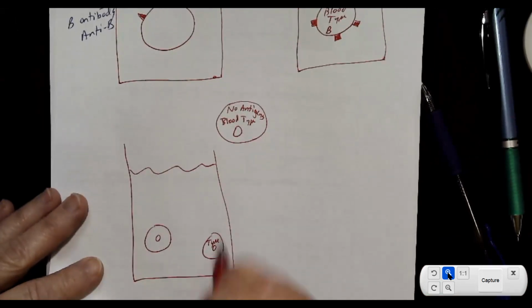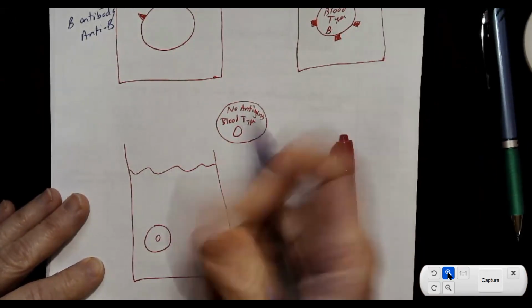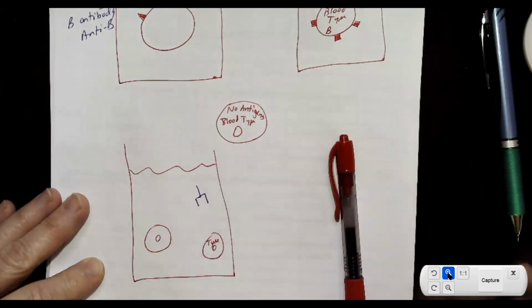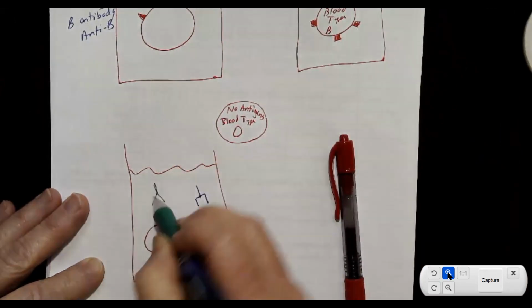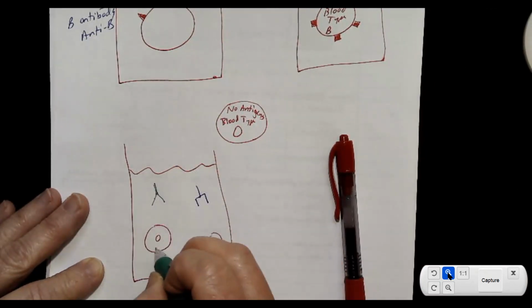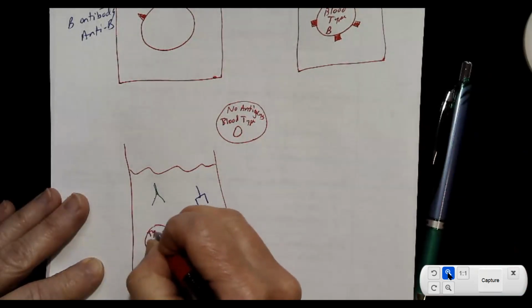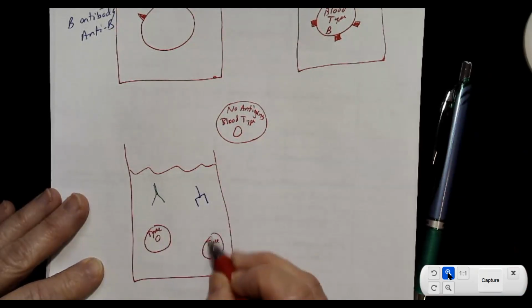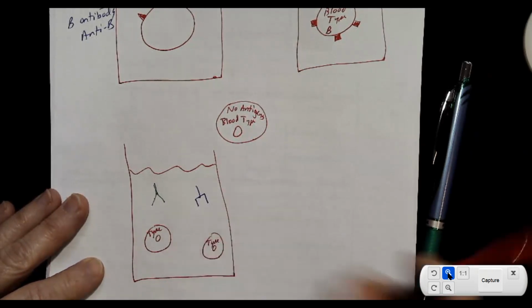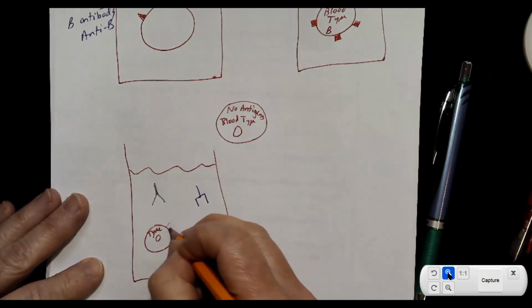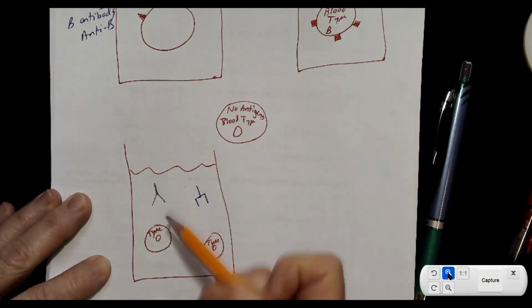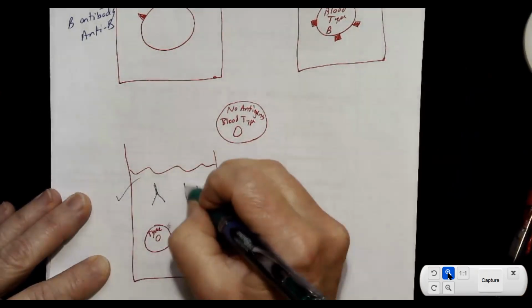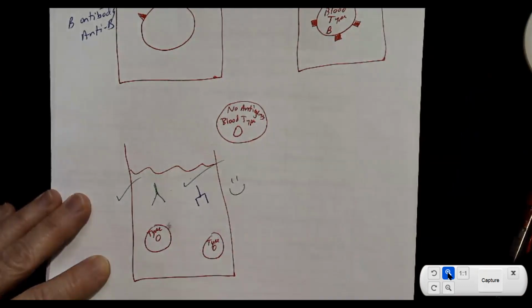My question to you: what kind of antibodies can you find in here? Would it be okay to find an antibody that looks like this? Remember, this is anti-A, this is anti-B, this is type O blood. Type O, nothing on it. Since there's nothing on here, there are not any antigens, at least ABO. So therefore, these antibodies can be in this blood. This is all good. Great.